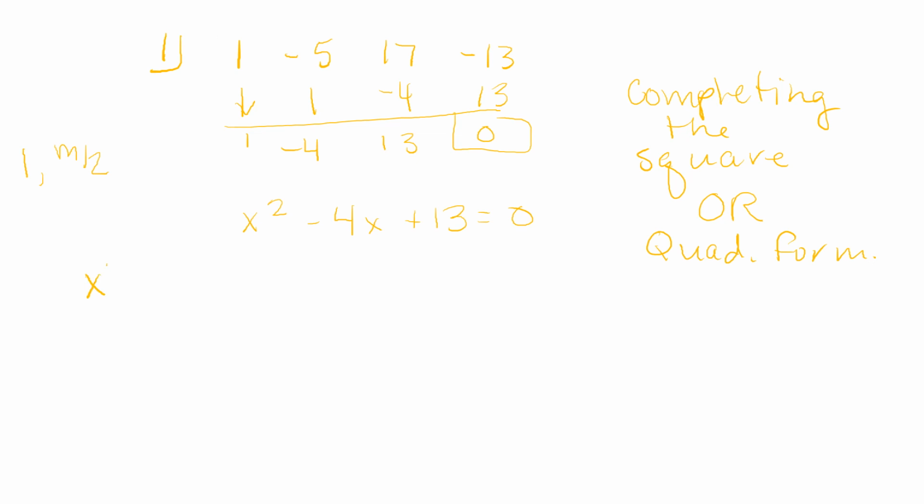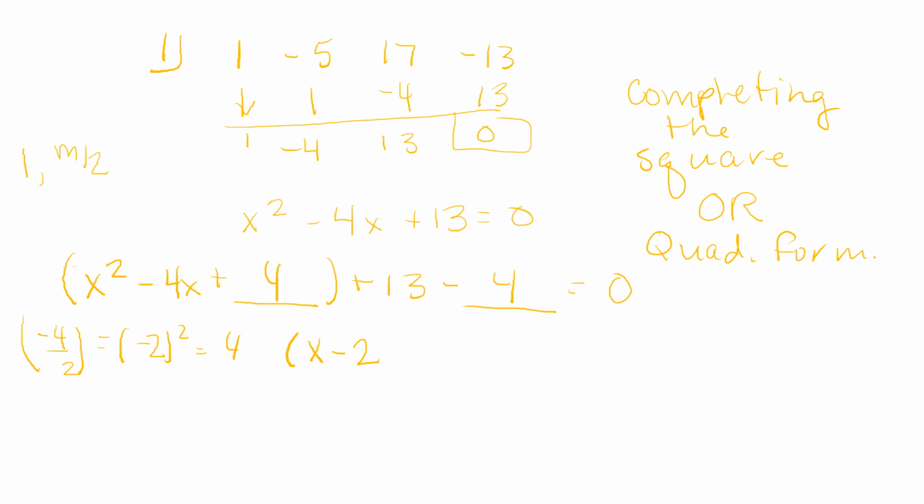So I'm going to do x squared minus 4x, and I'm going to add something, and then I'm going to have 13, and I'm going to subtract whatever that something is, and that's going to be 0. So my b is -4, so I'm going to take -4 divided by 2, and then square that. So that's -2 squared, which is 4. So I'm going to add 4 here and subtract 4 here. I write that in the parentheses as a square, x minus 2 squared, plus 13 minus 4, which is 9.